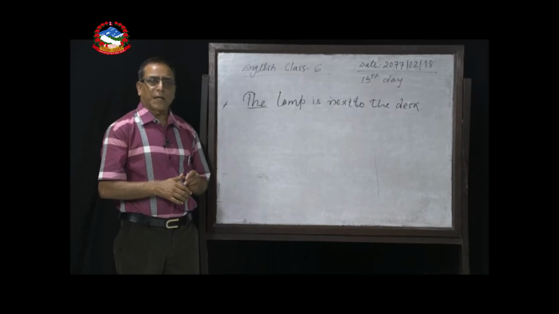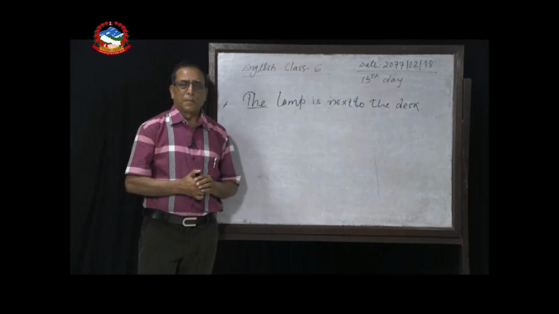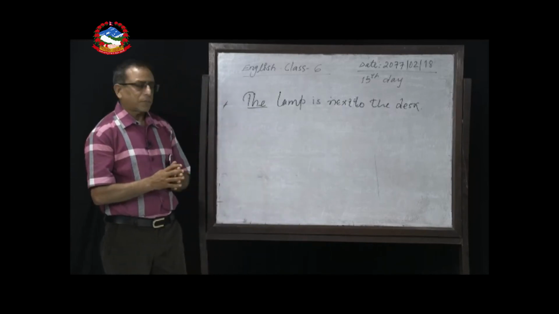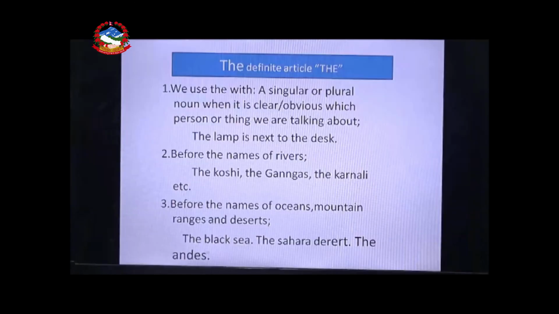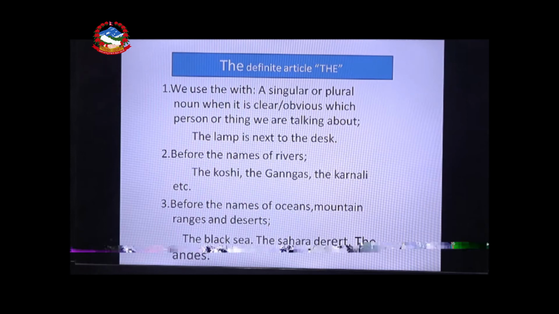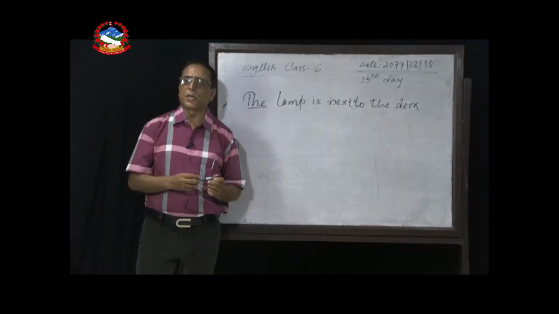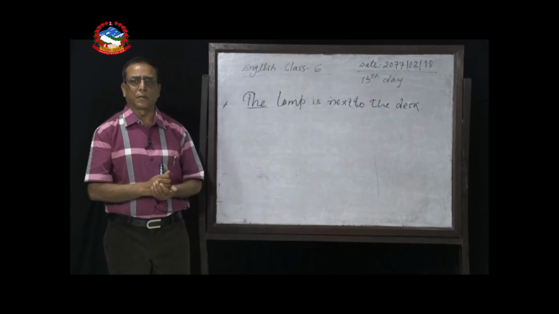Okay, number two. Before the names of rivers, dear students, you have to be clear: before the names of the big rivers we use the article. For example, the Kosi. The Kosi is one of the biggest rivers of Nepal. Before Kosi we use the article.